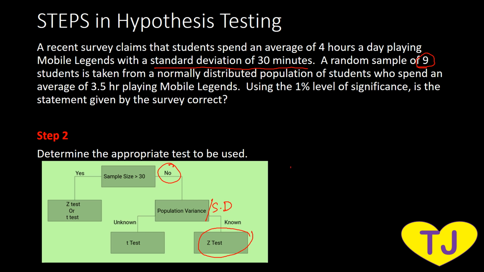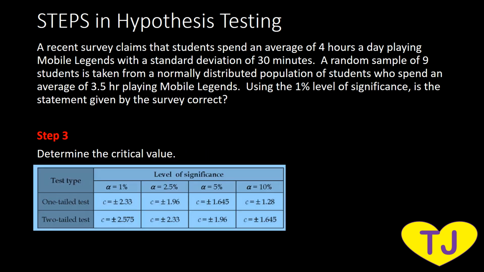Now, after determining that this should be z-test, the next thing to do is to follow our step 3. So we have here determining the critical value. Now, in determining the critical value for the z-test, we have here our table for the list of the possible critical values with the given level of significance or the alpha. Now, according to the given, we are to use the 1% level of significance.